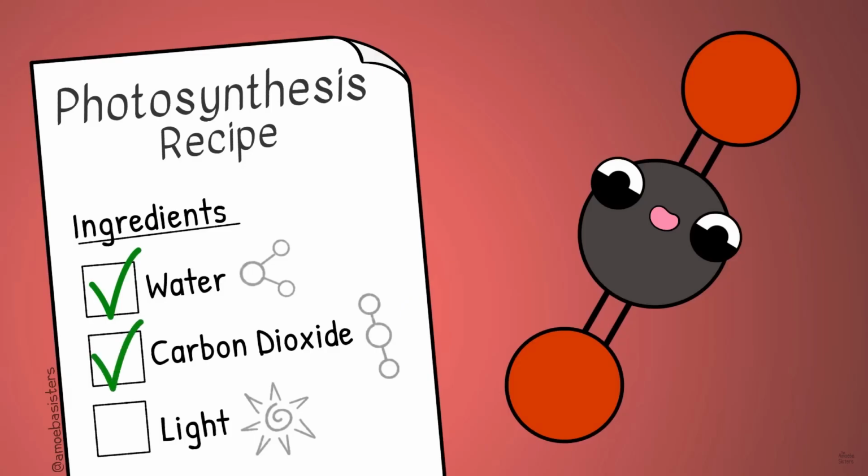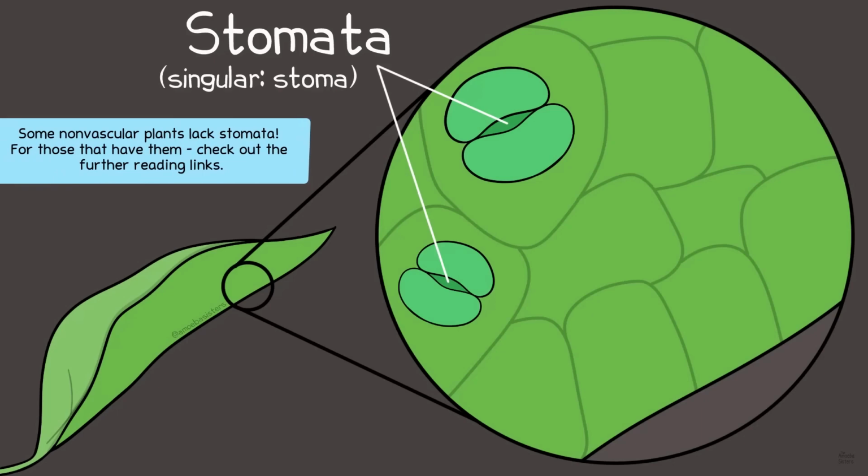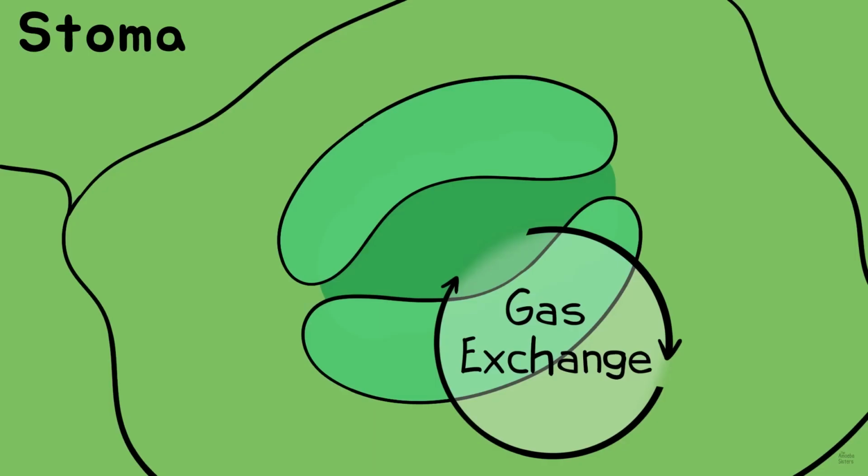Next, carbon dioxide. Many plants have these fascinating little openings, pores really, called stomata, or singular stoma. Stomata are typically, but not always, found on the bottom of leaves. Stomata have a major role in gas exchange because gases can travel through them, and a gas plants need directly for photosynthesis is carbon dioxide.